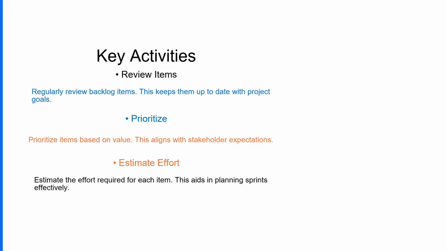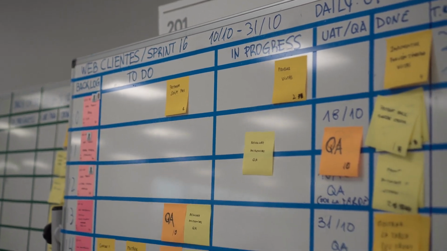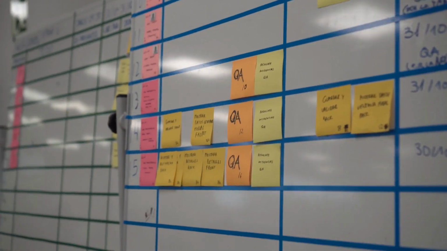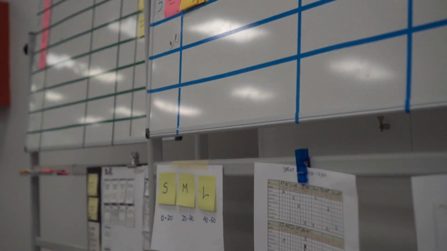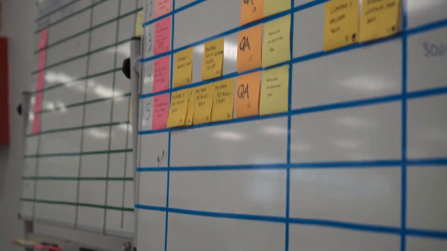Key activities during backlog refinement include reviewing items, prioritizing based on value, and estimating effort. These activities ensure alignment with project goals and stakeholder expectations. Refinement meetings are essential for collaboration. They provide a space for the team to discuss backlog items and ensure everyone is aligned.